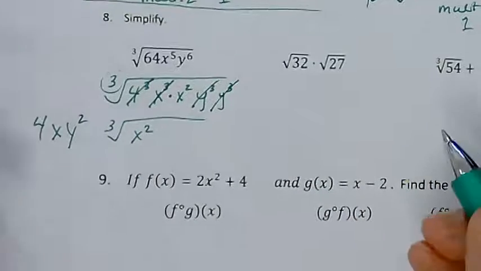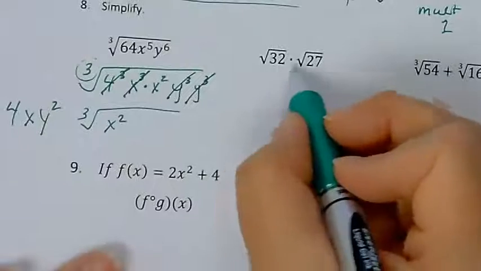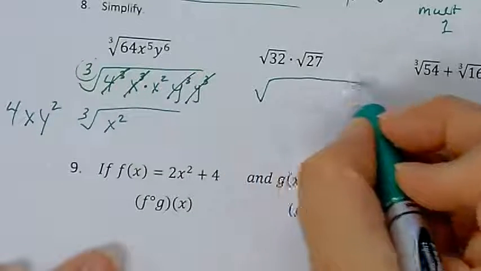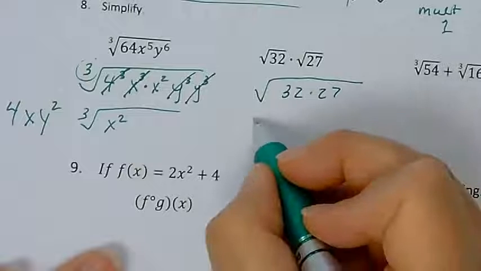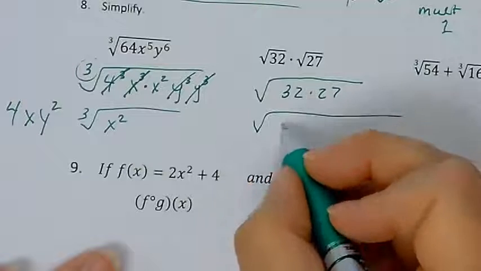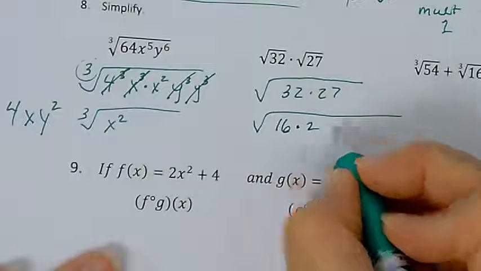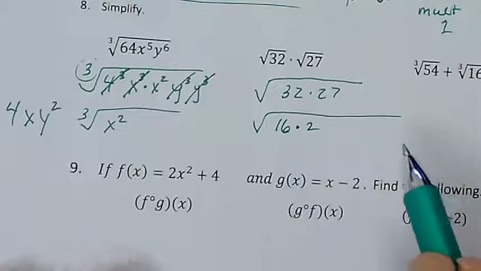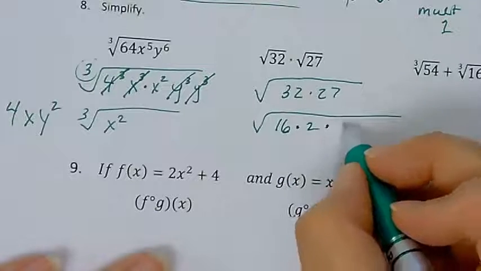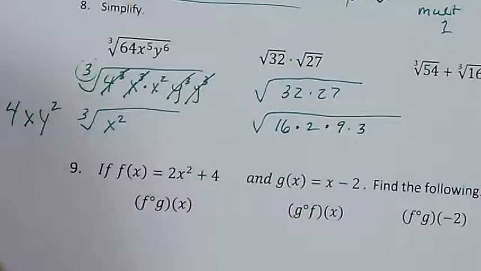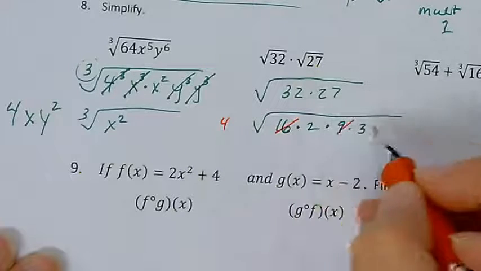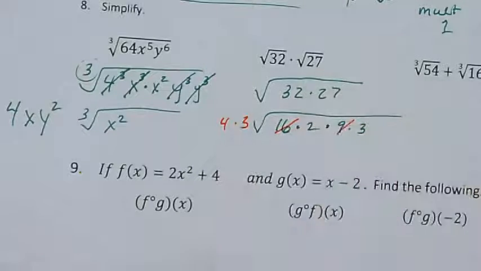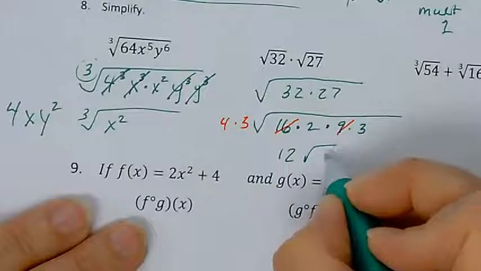Notice the next one's a multiplication problem. Since these are both square roots, I can say the square root of 32 times 27. And then I'm going to try to factor 32. 32 is 16 times 2. I'm going to leave it like that because 16 is a perfect square. And 27 is 9 times 3. The square root of 16 is 4. The square root of 9 is 3. So my answer would be 12 square root 6.